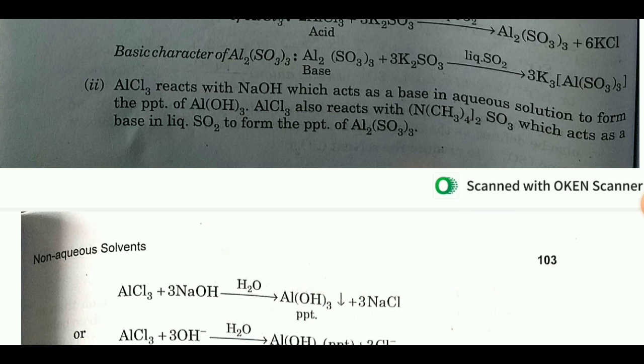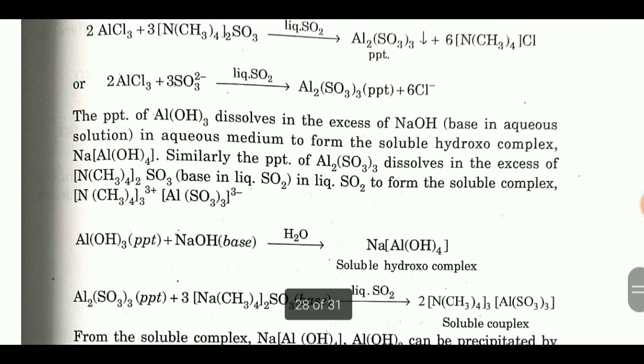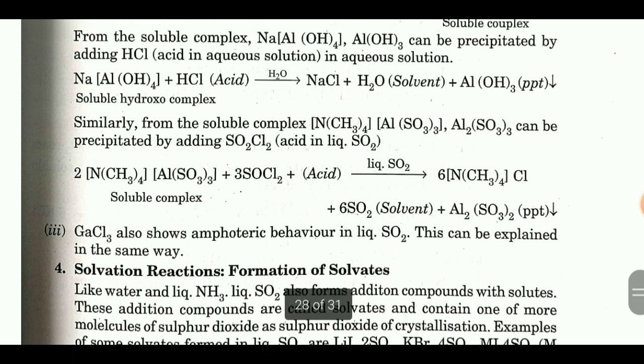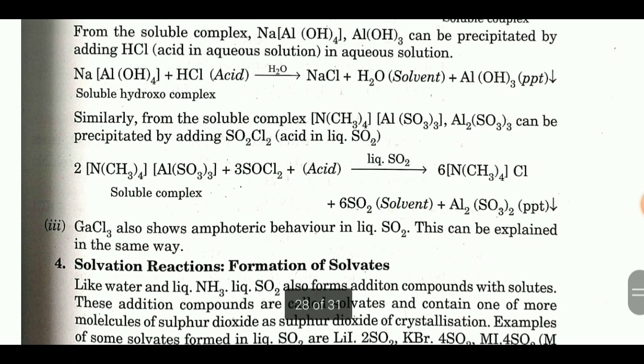to form the precipitate Al2(SO3)3. The precipitate of Al(OH)3 dissolves in excess NaOH base in aqueous medium to form the soluble hydroxo compound. Similarly, the precipitate of Al2(SO3)3 dissolves in excess [N(CH3)4]2SO3 in liquid SO2 to form the soluble complexes. From the soluble complex NaAl(OH)4, Al(OH)3 can be precipitated by adding HCl in aqueous solution. Similarly, from the soluble sulfito complex, Al2(SO3)3 can be precipitated by adding SOCl2.